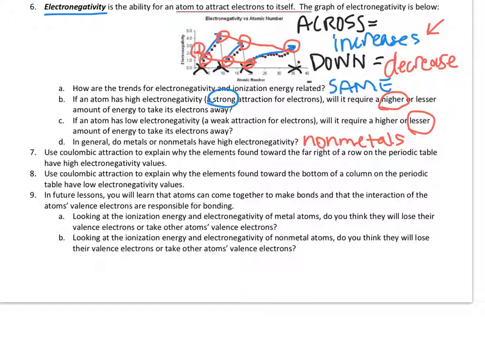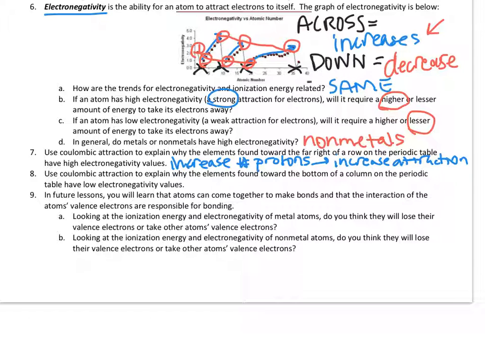Well, remember what we said last time, as you go across, you increase the number of protons, right? So we increase the number of protons as you go across, which, if you increase your protons, you increase attraction. All right? And electronegativity is attraction for electrons. So we increase the number of protons, we increase the attraction. That's why going from left to right, we're going to have higher electronegativity values.